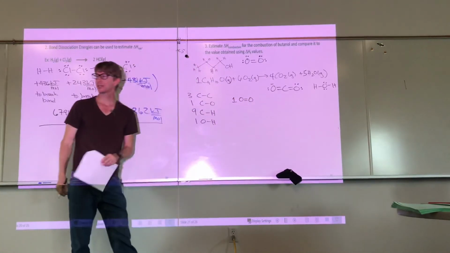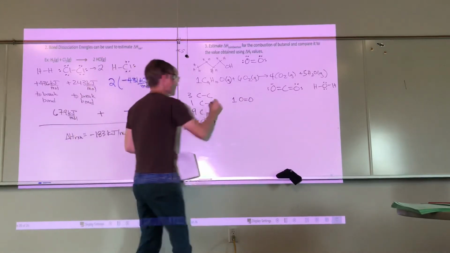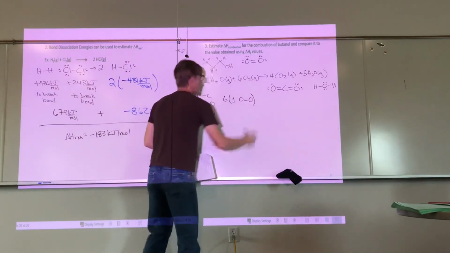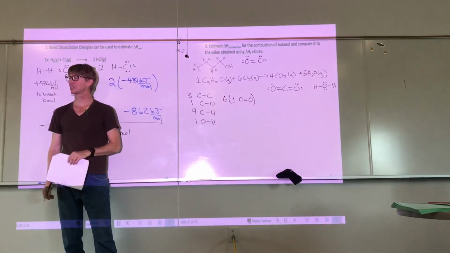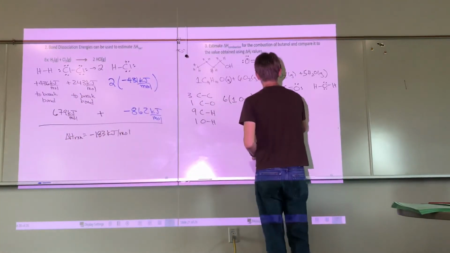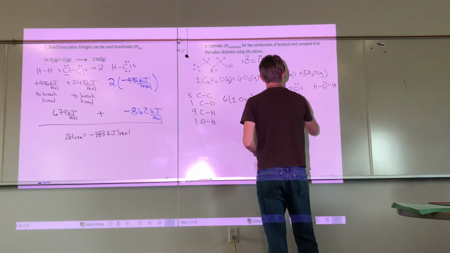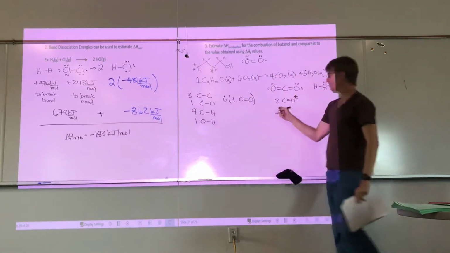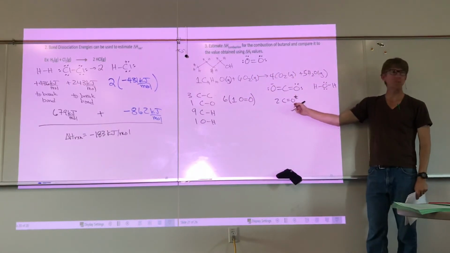I have 1 oxygen-oxygen double bond times 6 as the coefficient. And I keep rolling along. I have 2 carbon-oxygen double bonds with an asterisk.